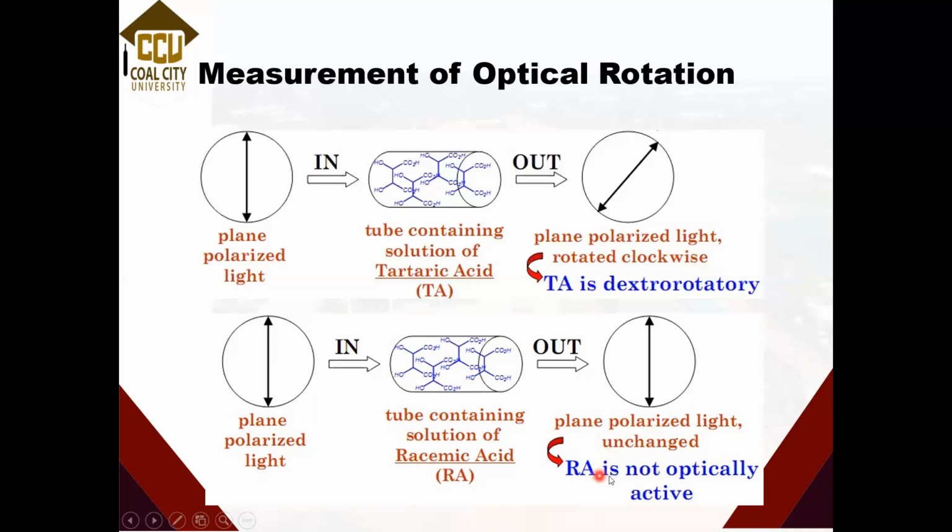Why? It is because RA is not optically active. RA is not optically active because the positive and the negative will cancel each other out. So when it rotates, let's say this is 45 degrees, for instance, if it rotates 45 degrees to the right, that is the dextrorotatory form, because there's also 50% of the levorotatory, it will also rotate 45 degrees to the left. 45 plus 45 minus 45 equals 0. So at the end of the day, the rotation will still remain the same. There will be no rotation. So we say the RA, which is a racemic acid, is not optically active.